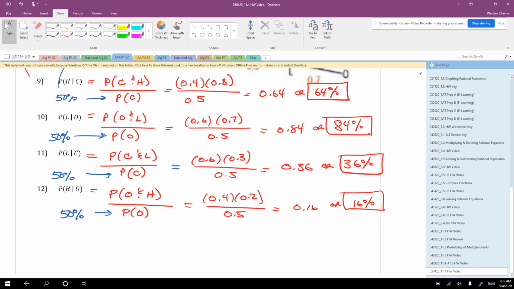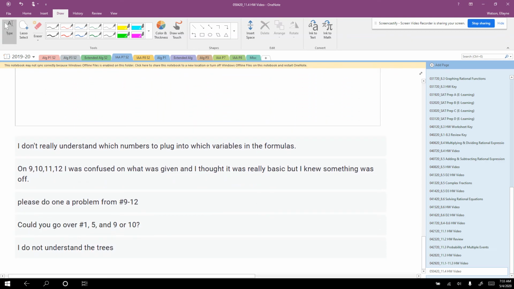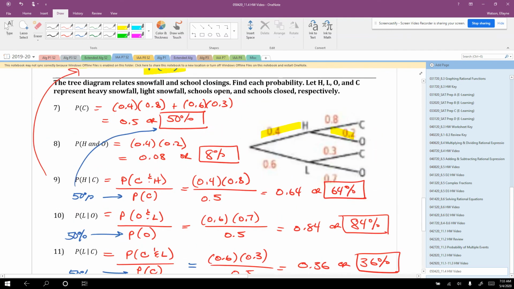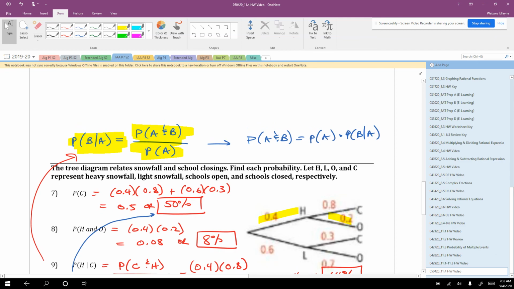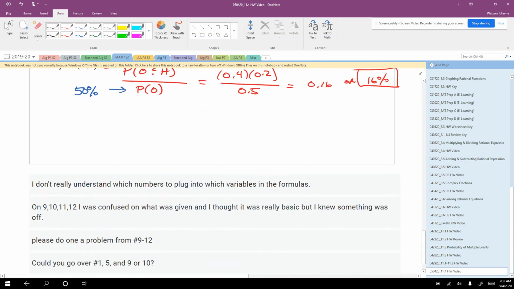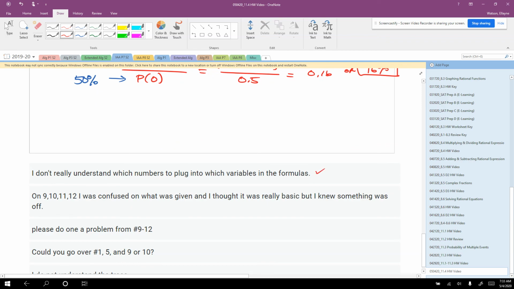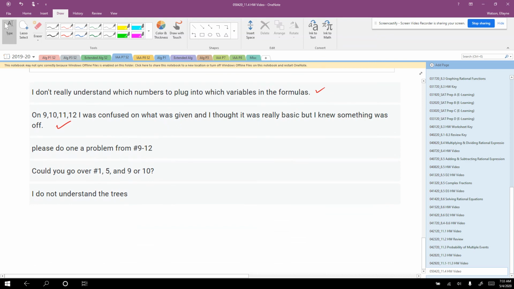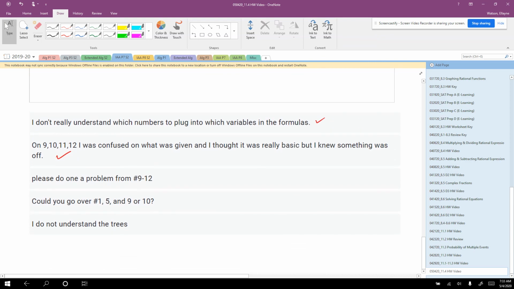Okay, so I fully recognize that some of you may say, I don't really understand which numbers to plug into which variables in the formula. If you're talking about just what I wrote up top here, just remember you read it as the probability of event B given event A. The condition is always going to be the bottom number. The condition is what we call A in this. Okay, 9, 10, 11, 12. This is exactly what I'm talking about. It seems basic, but that's why it gets confusing, because you think, well, what am I missing here?